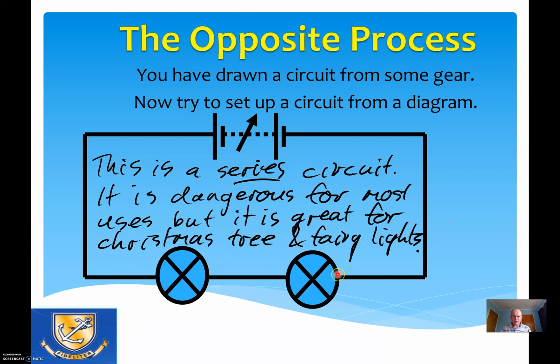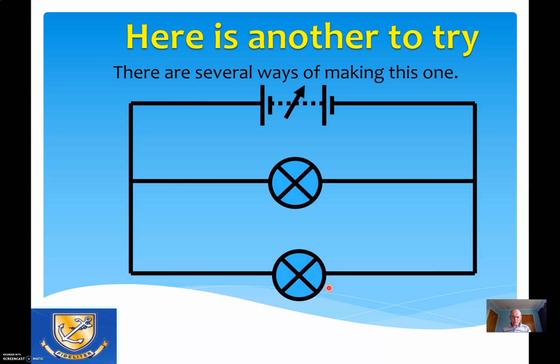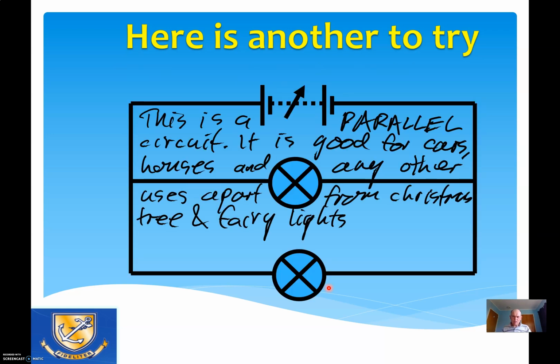It's great for Christmas tree and fairy lights. If you have one lamp that blinks, all the others blink as well. The next one is much more commonly used. It's a parallel circuit. I'd like you to make those. A parallel circuit is good for cars, houses, and any other uses apart from Christmas tree and fairy lights. I'd like you to get used to making parallel and series circuits on the simulator, please. That'll be a good place to stop.